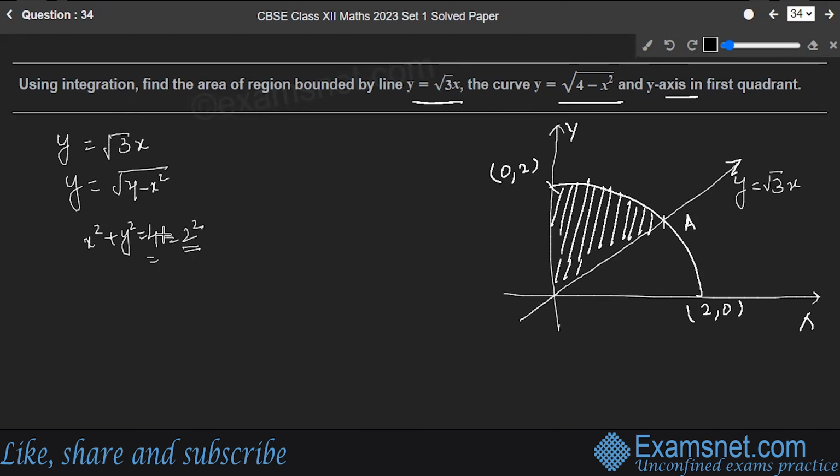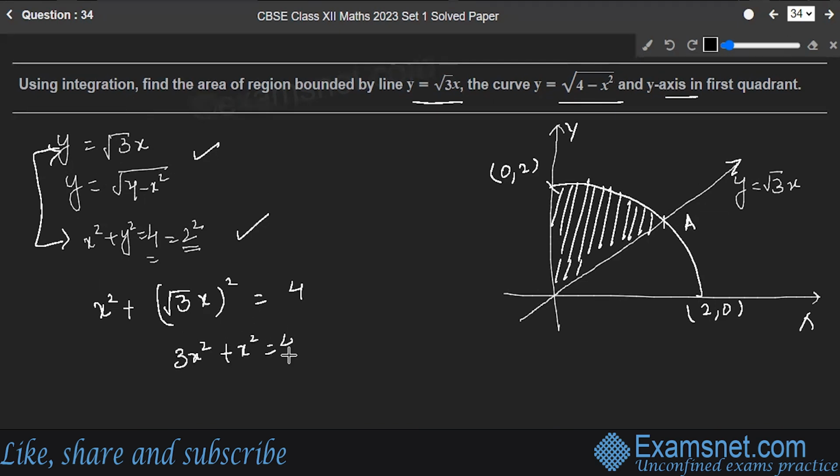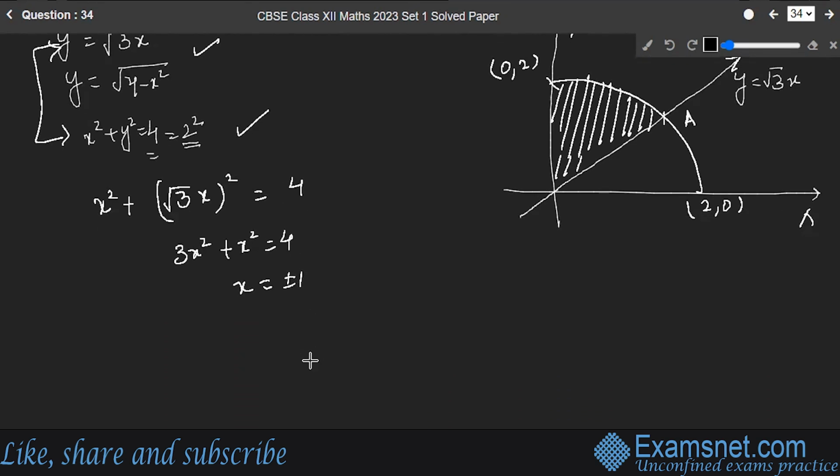Okay, so now you have this equation and this equation. Let's find the point of intersection of these two. You can say x square plus y square is equal to 4. This makes 3x square plus x square equal to 4, which gives you x equal to plus minus 1. Since I'm considering the first quadrant, I'll take x equal to 1. If x is equal to 1, y will be equal to root 3. So this is the point of intersection A(1, root 3).